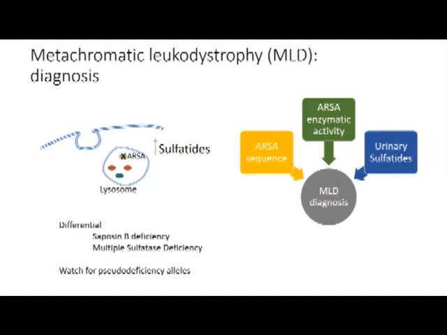I would also caution you to look for pseudodeficiency alleles. Pseudodeficiency alleles are found within the normal unaffected population at reasonably high carrier rates, and they result in a low in vitro ARSA enzymatic activity. The impact of pseudodeficiency alleles when in combination with pathogenic alleles is uncertain, but alone the pseudodeficiency alleles do not appear to cause disease state.